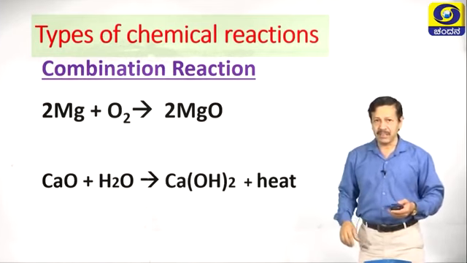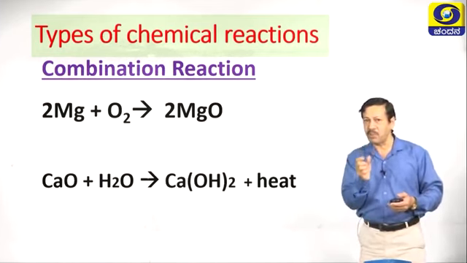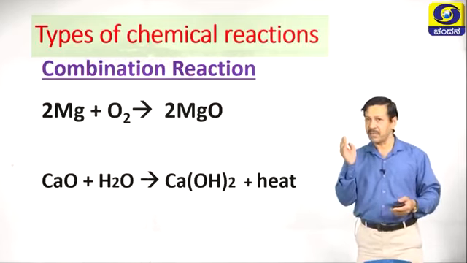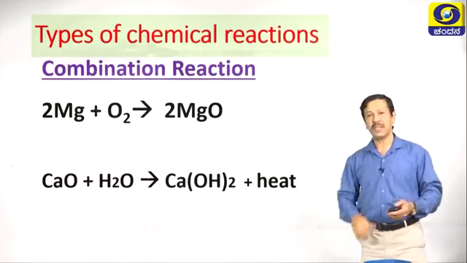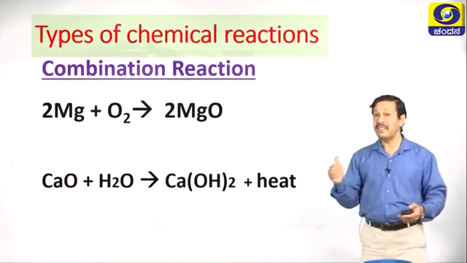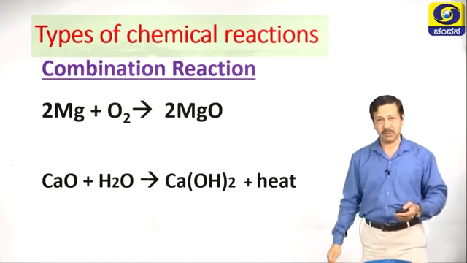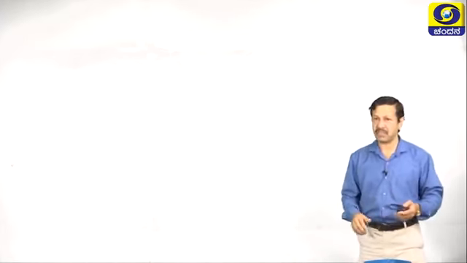One more example is combination of calcium oxide and water to form calcium hydroxide, which is commonly known as slaked lime. In addition to this, heat is released, hence it is exothermic. So, it is one of the types of chemical reaction.